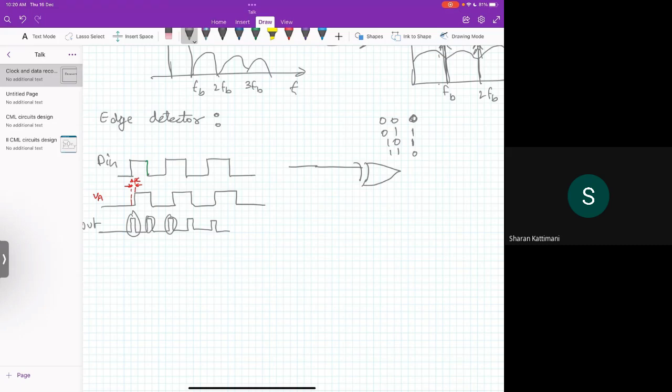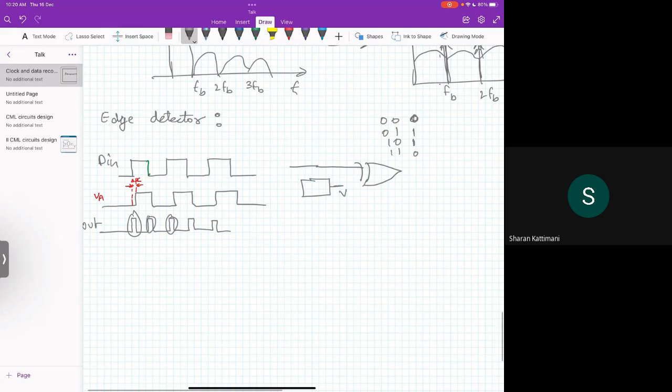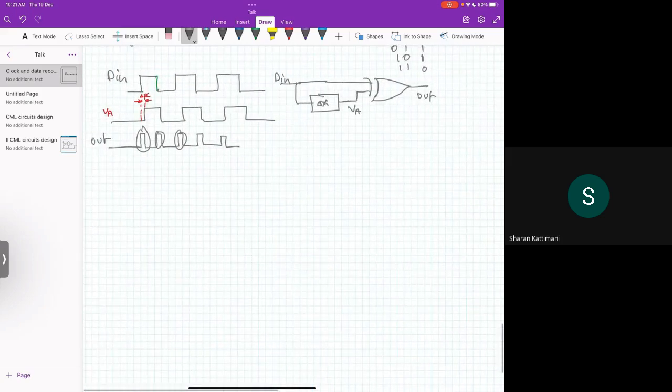Now, if this is the VA signal, it should be delayed by a small portion delta x, and this should be D. Okay, so simply we can design an edge detector. This is one of the ways of doing edge detection.